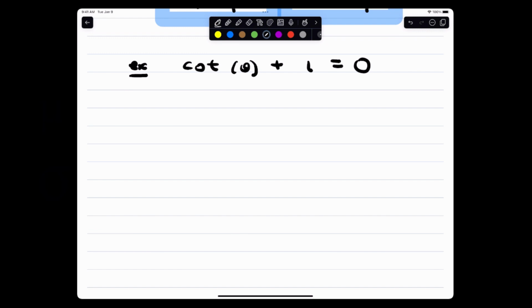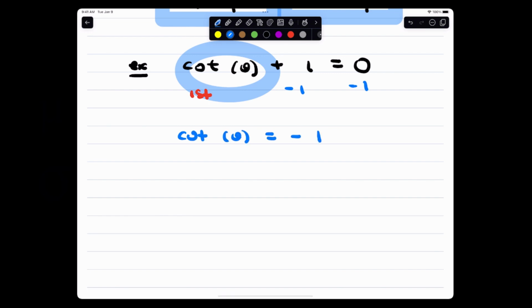Is this a trig equation? Yes. What do you guys want to do? What do you always do first? Don't you first solve for cotangent? Okay, how do you do that? Cotangent theta is what? -1. You guys have some skills.